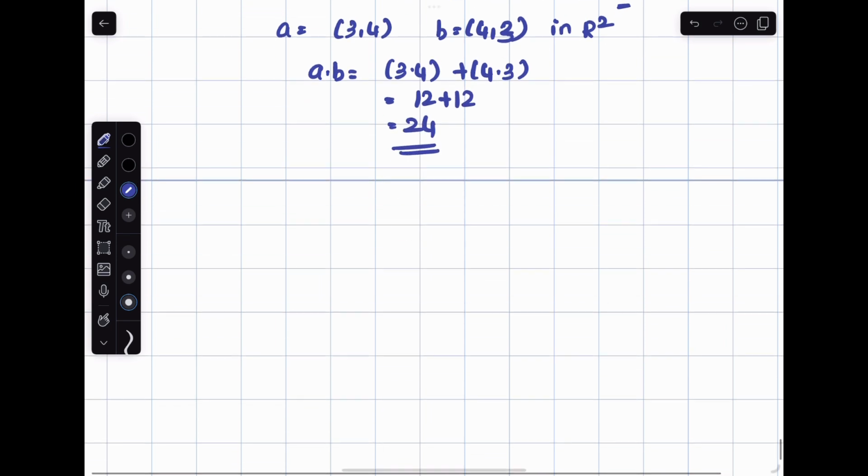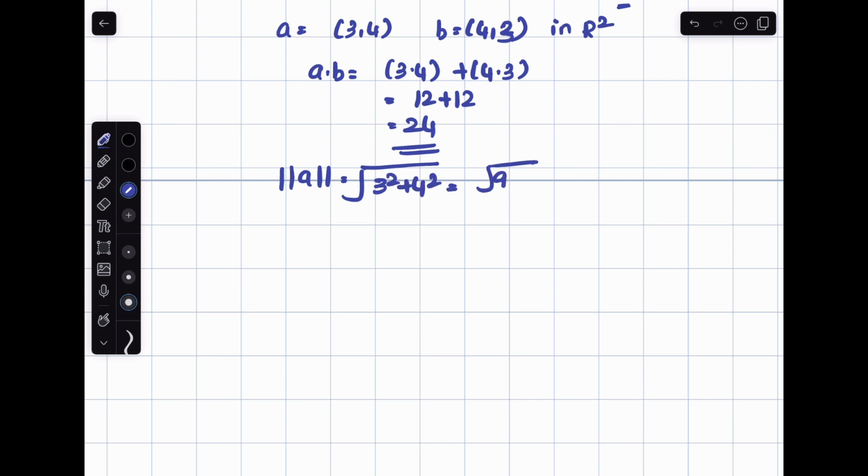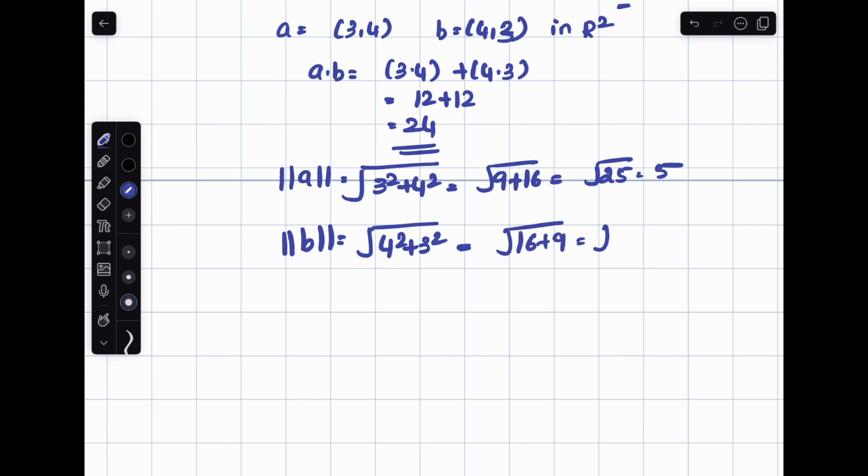Okay, now how to find the magnitude? I hope you know this. Magnitude of a is equal to root of 3 square plus 4 square, which is 9 plus 16, which is root of 25, which is equal to 5. Now what is magnitude of b? Magnitude of b is root of 4 square plus 3 square, which is 16 plus 9, which is root of 25, which is equal to 5.